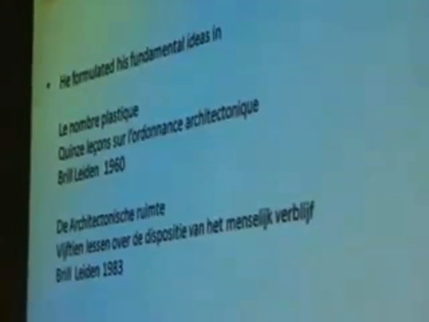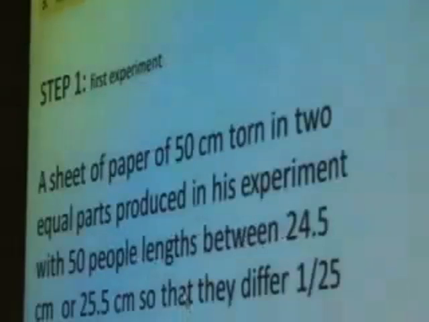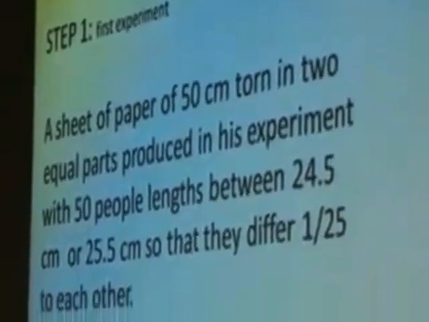In the third chapter, very quickly, as we have not so much time, maybe some investigation I did. Van der Laan, you can see it on the internet, has formulated some ideas in his book Le Nombre Plastique, Architectonique, and also in another book, the Dutch version, 15 lessons about the disposition of human habitats. I did it in 15 lessons. I tried to do it in 7 steps.